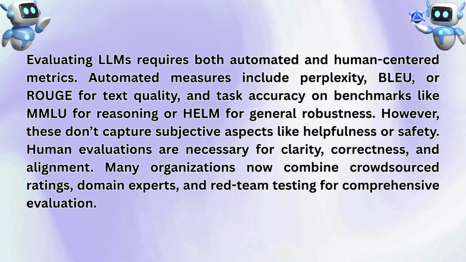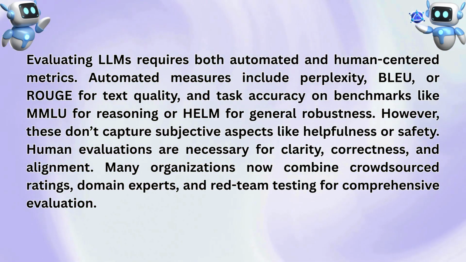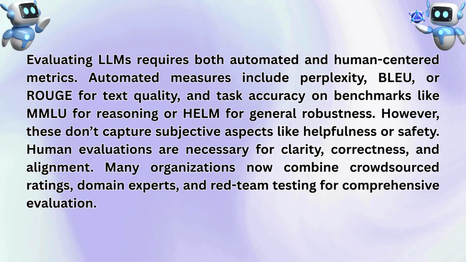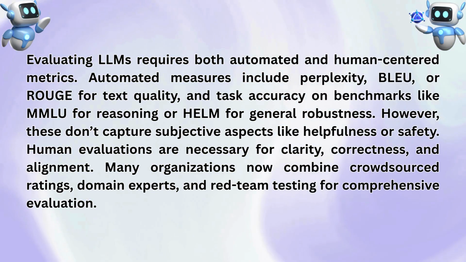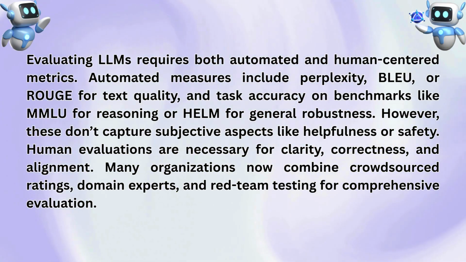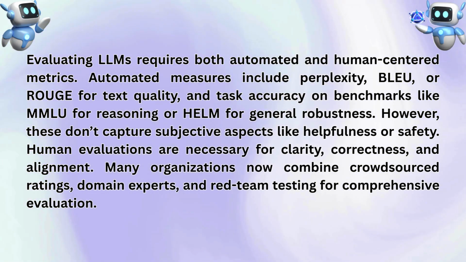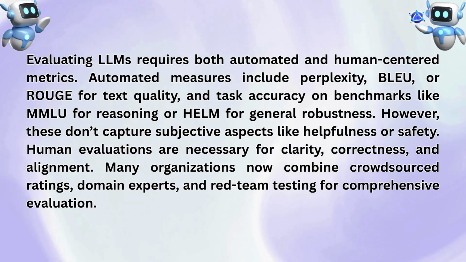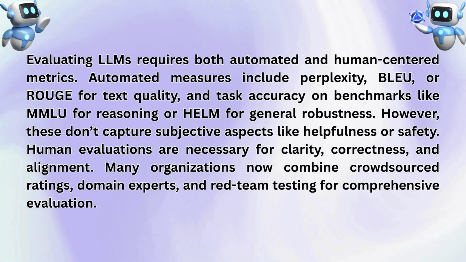How are LLMs evaluated for quality? Evaluating LLMs requires both automated and human-centered metrics. Automated measures include perplexity, BLEU, or Rouge for text quality, and task accuracy on benchmarks like MMLU for reasoning or HELM for general robustness. However, these don't capture subjective aspects like helpfulness or safety. Human evaluations are necessary for clarity, correctness, and alignment. Many organizations now combine crowdsourced ratings, domain experts, and red team testing for comprehensive evaluation.